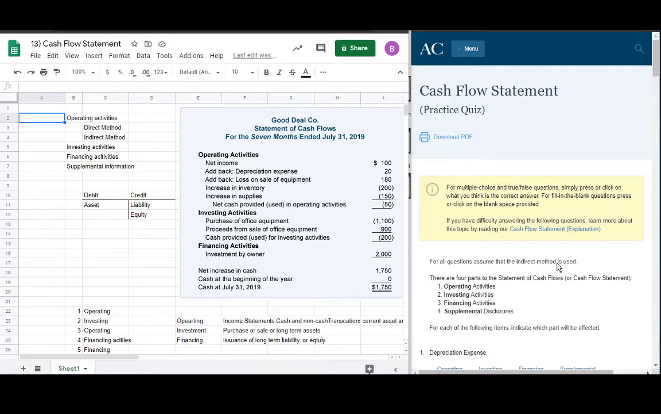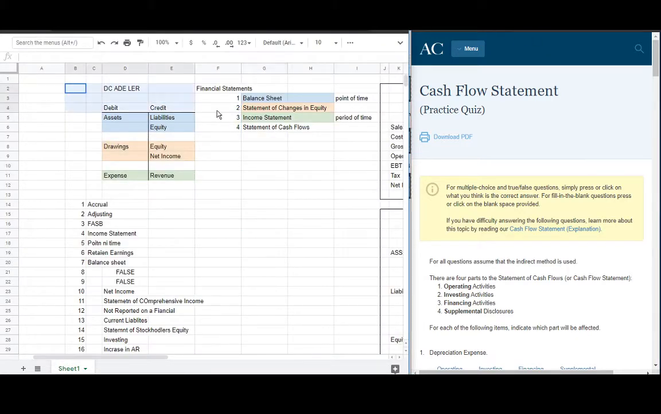So in this video, we'll be learning about the cash flow statement. It is one of the four financial statements issued by accountants. The others are the balance sheet, the statement of changes in equity, the income statement, and now, the statement of cash flows.